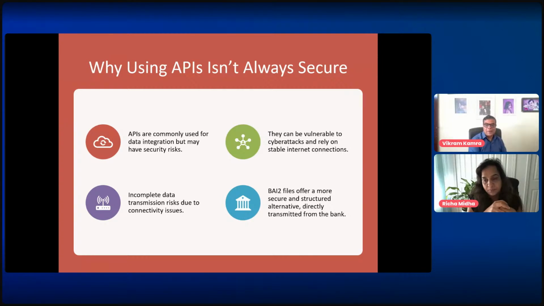So that is one of the biggest flaws of APIs when you're sending the data through internet protocols, or I would say REST APIs. And what Richa explained, these BAI2 files are not actually sending the data through APIs. They are a full file transfer using SFTP.